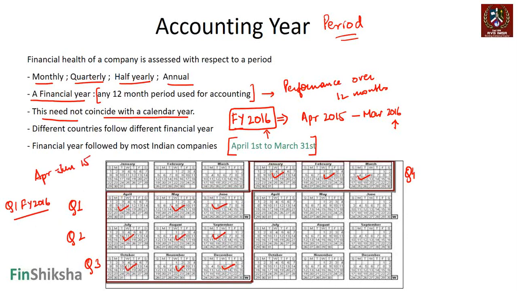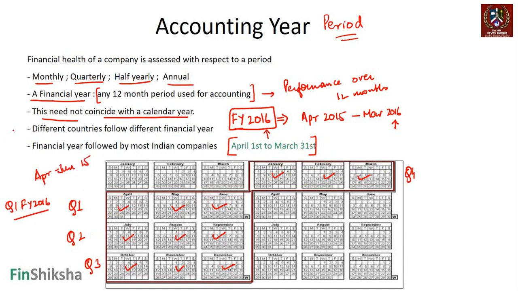And so on and so forth. You could keep expanding this, and this is Q1, this is Q2 FY 2016, Q3 FY 2016, and Q4 FY 2016. These 12 months typically is what most companies in India follow as the accounting year.